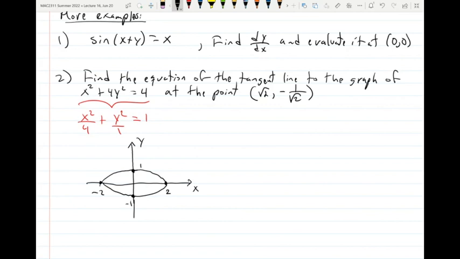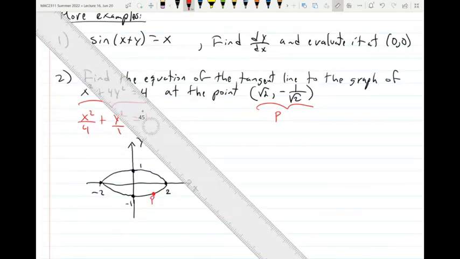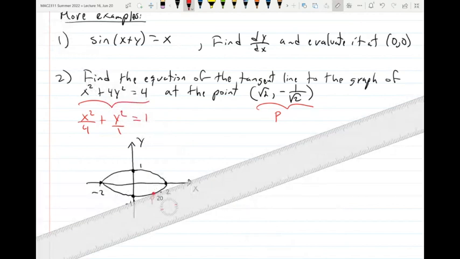The case of a circle is when a and b are equal to each other. You have the same denominator, and then you have a nice round shape. So this is how it looks, and the point we're interested in is square root of 2, comma, -1 over square root of 2. That point is somewhere in here. Let's call it P. So this is what the point P is. And then what I'm asking you is to find the equation of this line.